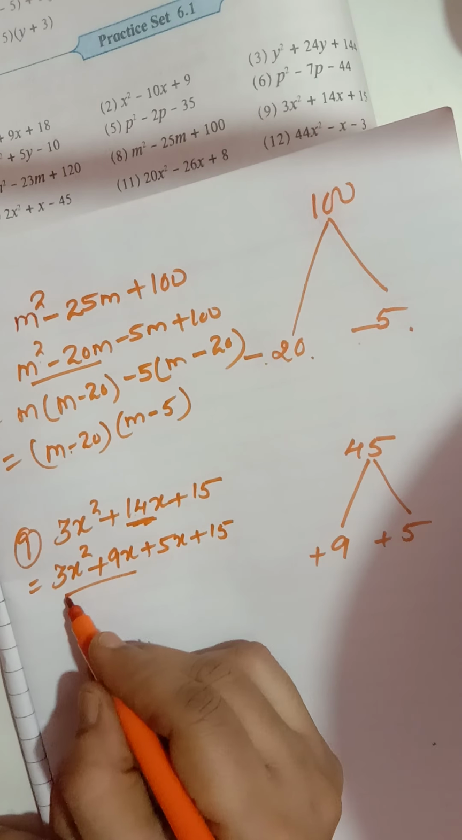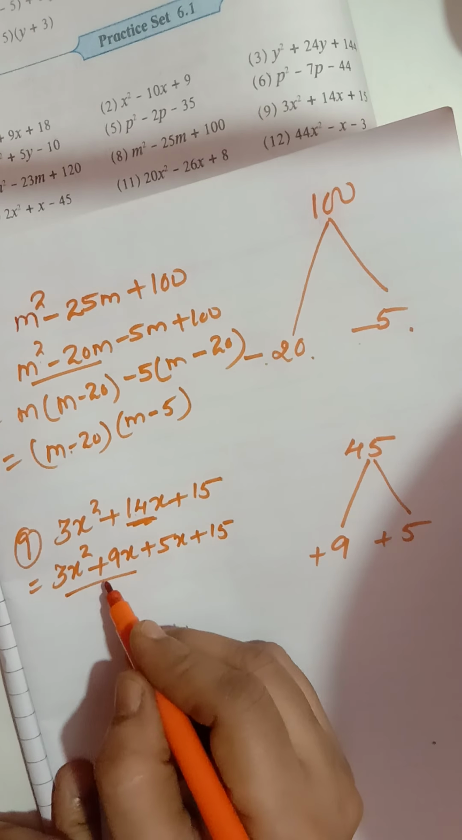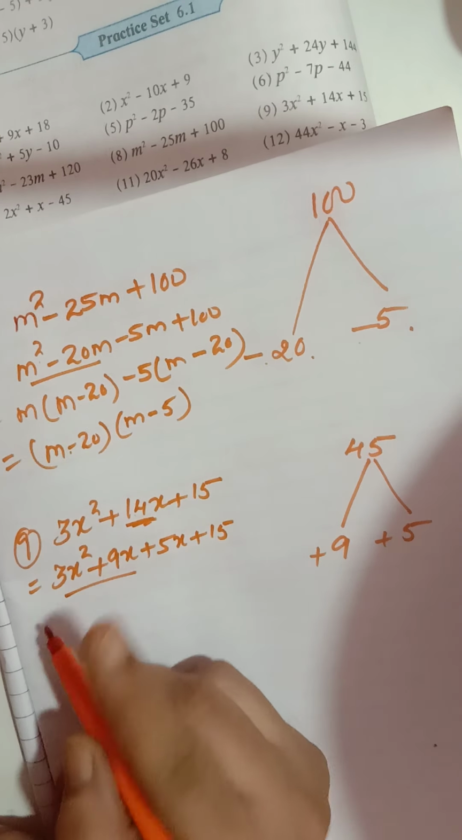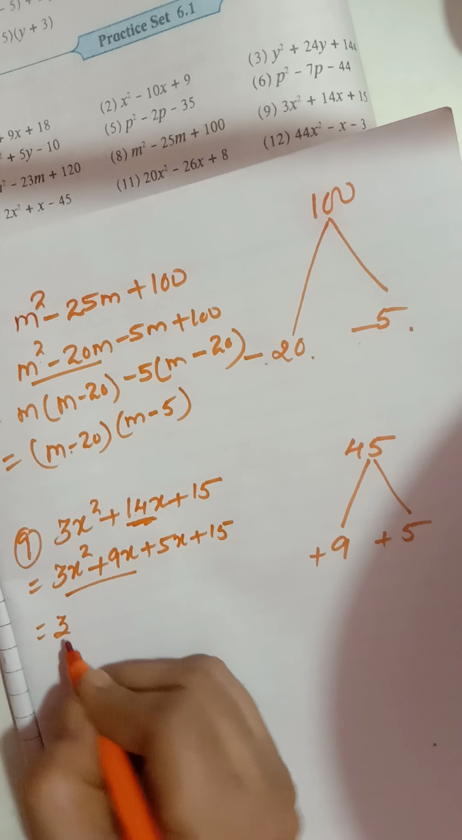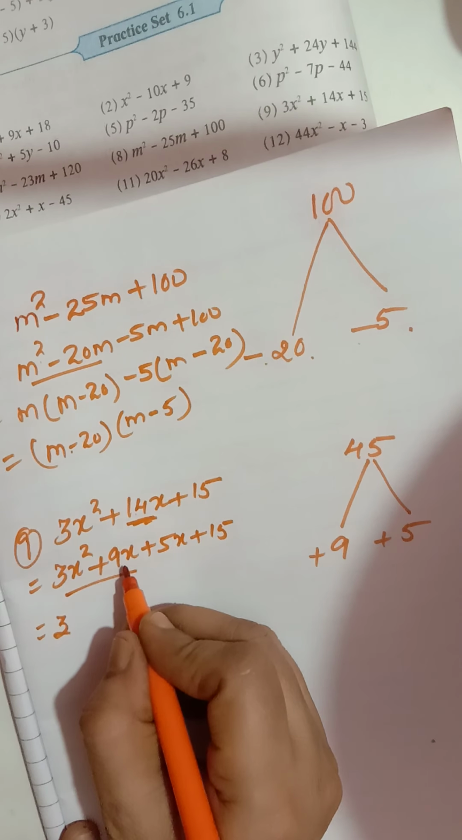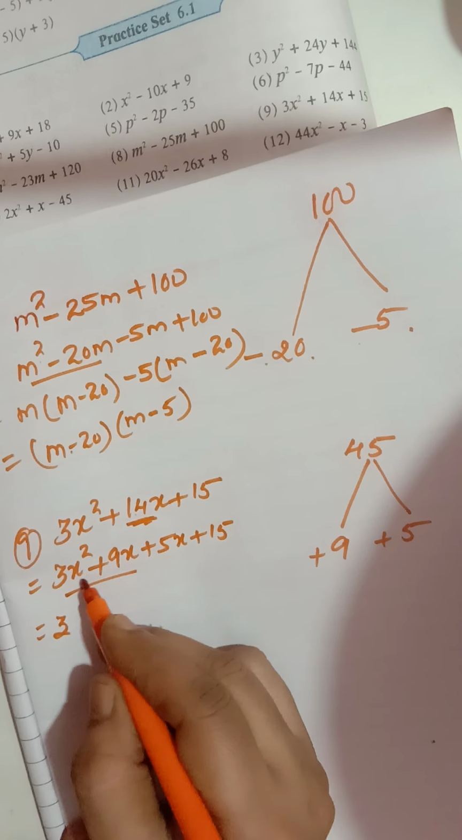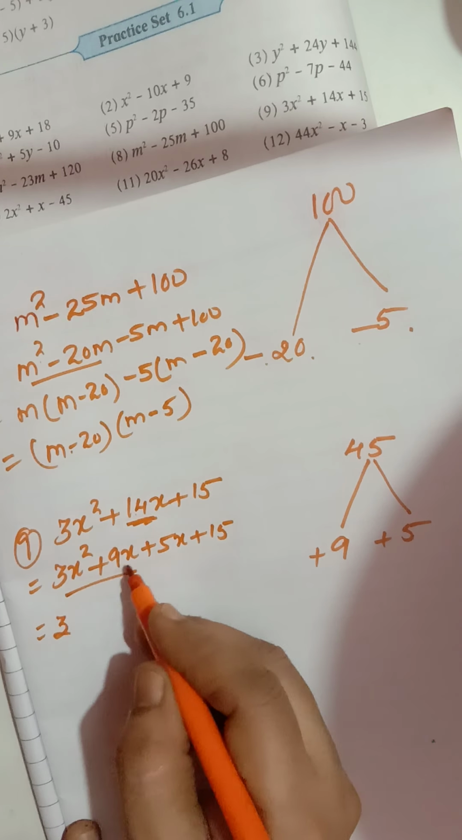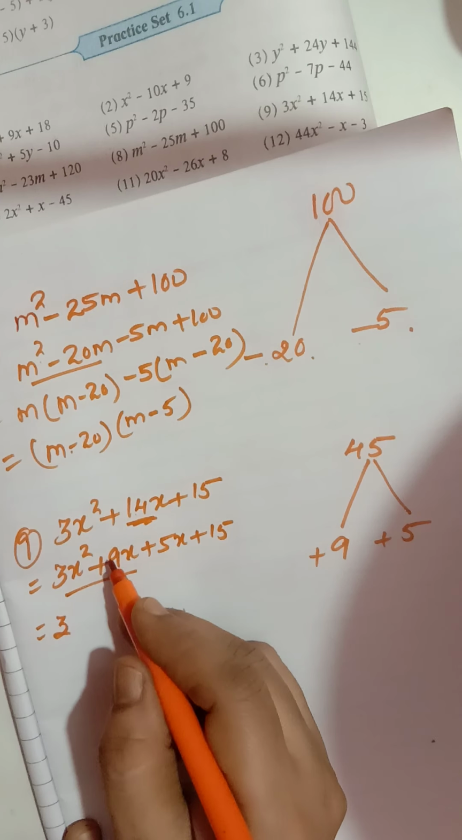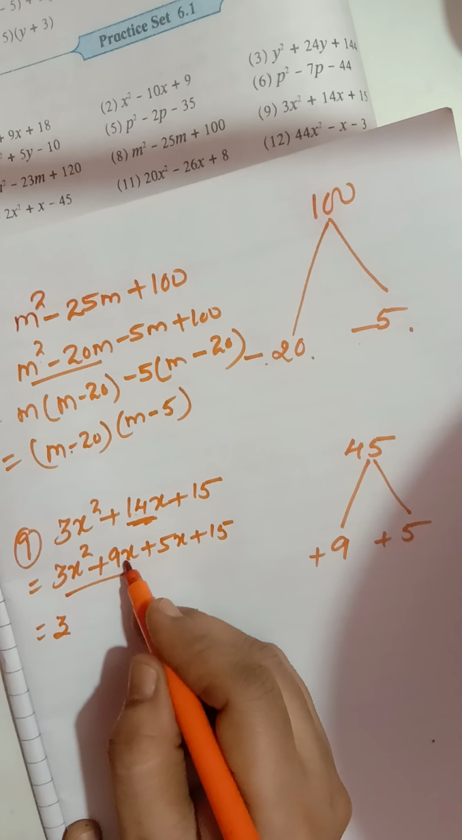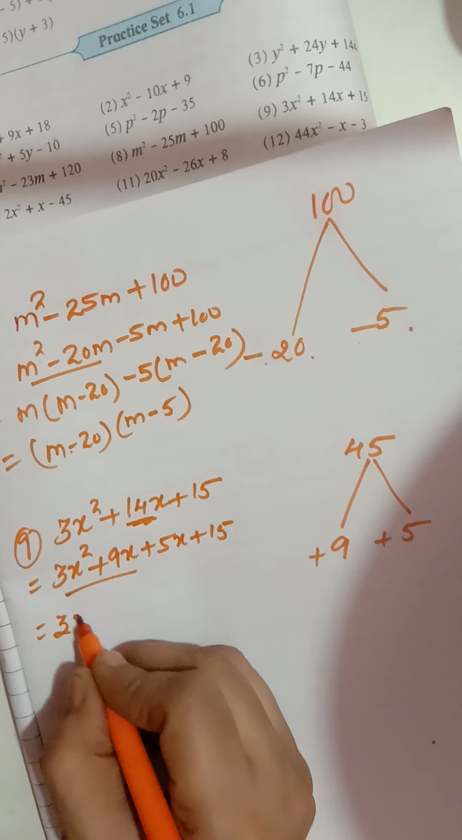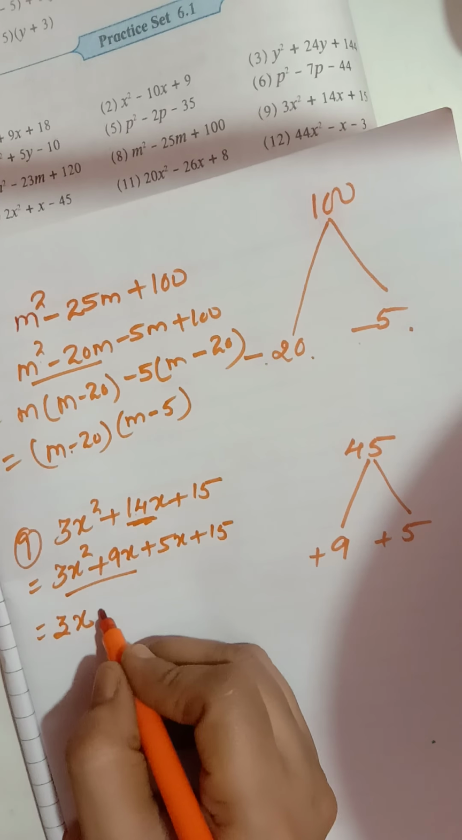Now here in the first pair, what is common? See, 3 1s are 3, 3 3s are 9, so 3 is common. Here is x square, here 1x. I have always said that whenever there are variables and we need to take out the common, the variable with the lower power comes out. So here the variable with the lower power is x, so x will come out, right? From x square, 1x has already come out.